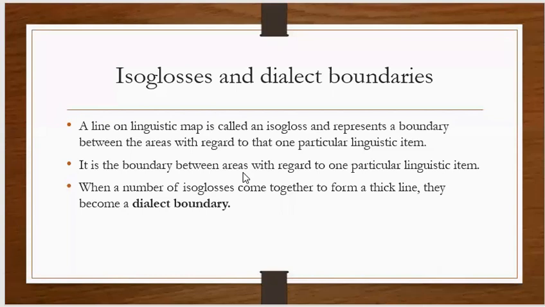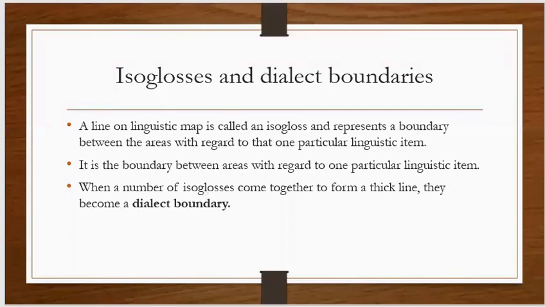Similarly, for different grammatical aspects, they would be asked some questions, and they would keep on drawing isoglosses. Now, there would come a point that all of those isoglosses would make a very thick line. Now, that thick line means that people living on one side of that line have one dialect, and people living on the other side of the line would have another dialect, because the differences have been so noticeable that we can't say that all of those people on both sides of the line are speaking one dialect. Rather, because of the differences, we say that they are using different dialects.